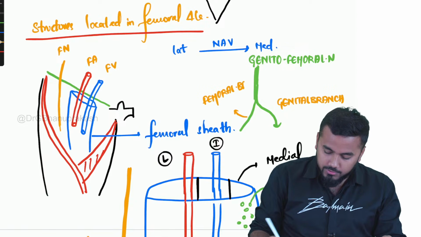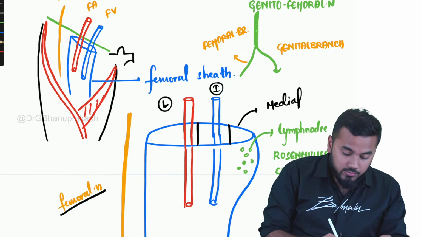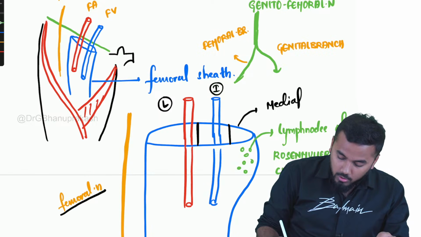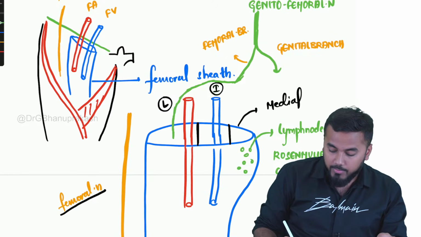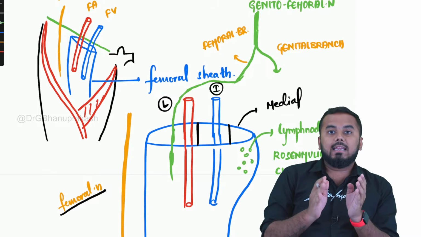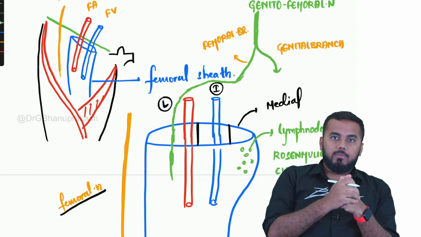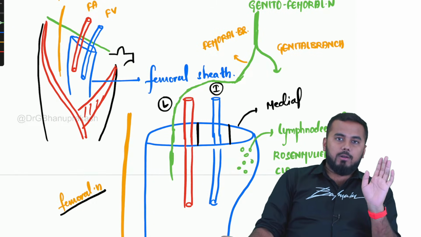Okay, now look here. This femoral branch comes down all the way like this. It comes down all the way and enters into which compartment? It is entering into the lateral compartment of the femoral sheath.